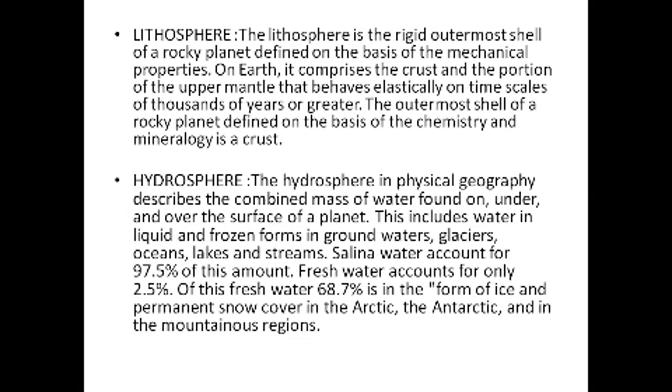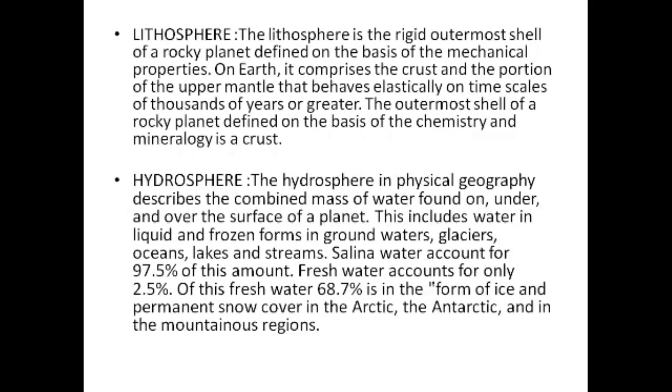And the saline water is 97.5% of the total amount. If we take the total hydrosphere as 100%, among that 97.5% comes under saline water, which we see in the seas and oceans. So that's why when you observe the globe or the earth, you find more blue. The blue color indicates the water.